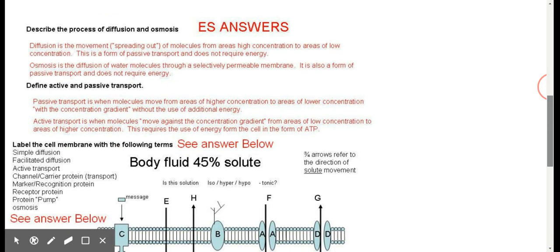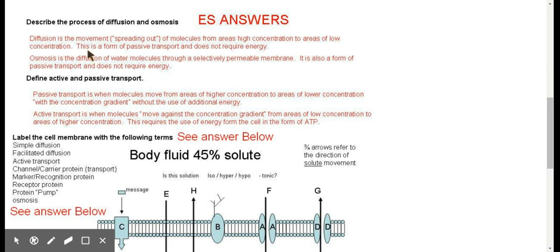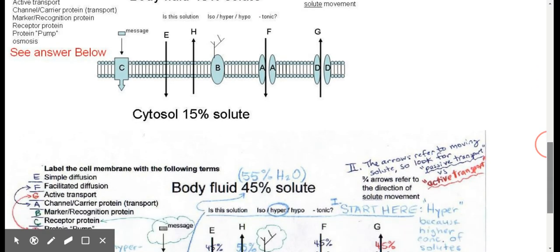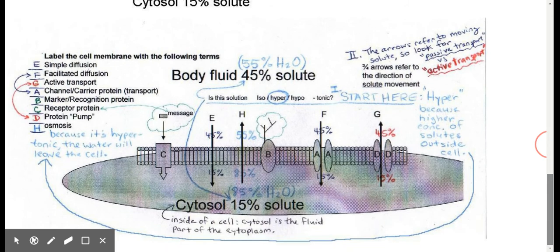I won't read through these answers, but these answers are necessary for diffusion, osmosis, active and passive transport to be able to answer the questions below. So here are the full answers to the picture, and you want to start off by looking at whether or not it's hypertonic or hypotonic, or perhaps isotonic.